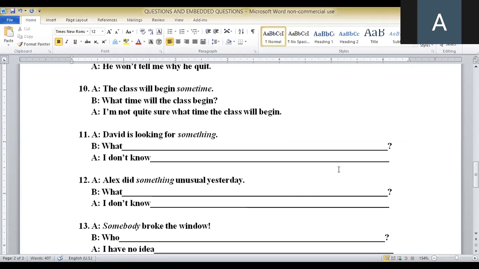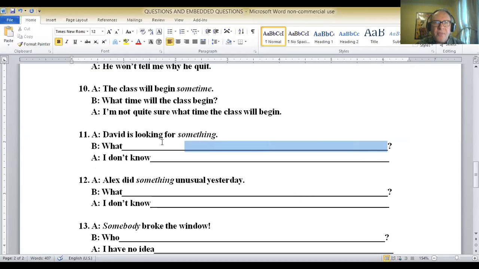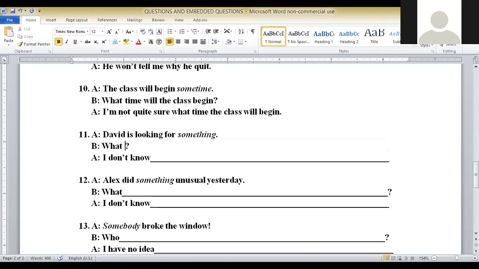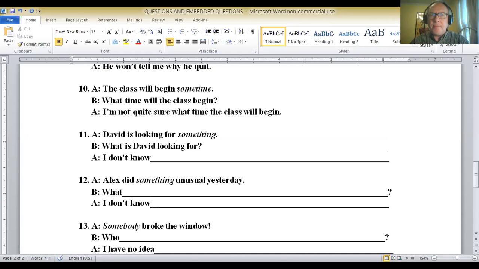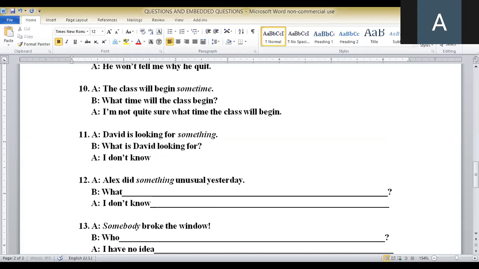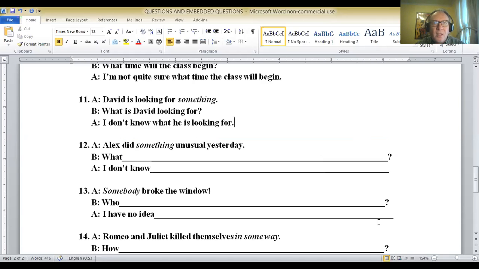Okay, the next one. David is looking for something. What could we say here? What is David looking for? And then the answer: I don't know what David is looking for. What he's looking for. Alex did something unusual yesterday.